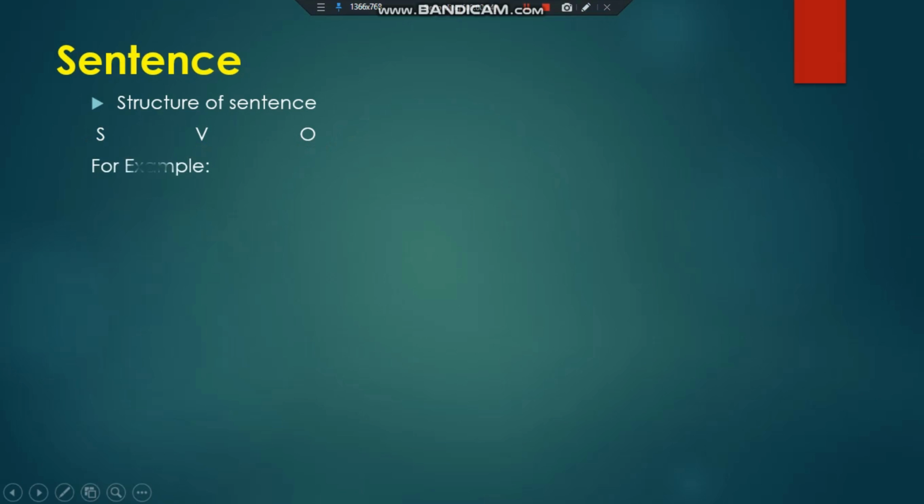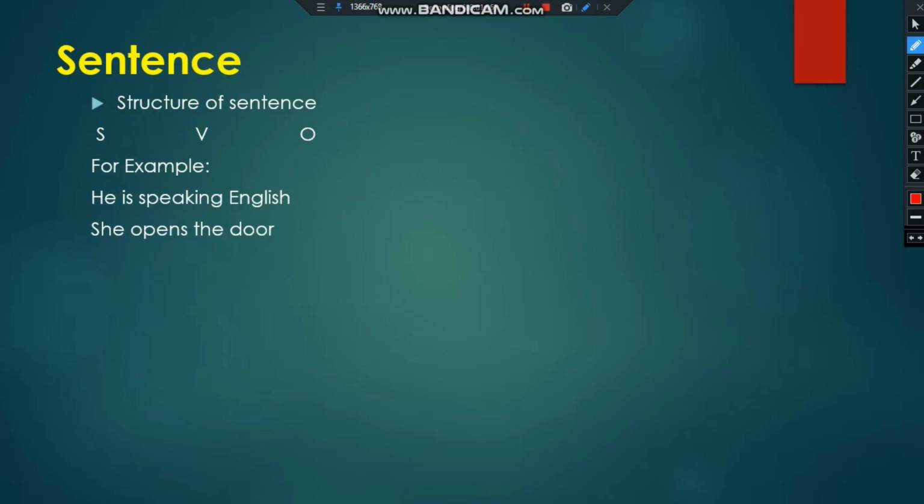So from here, for example, we have this sentence: he is speaking English. If I break down these things, we have he, which is a pronoun used instead of a subject, right? So this he is the subject. We have is, which is a verb. Then we have speaking, which is the ing form, the continuous form of a verb. Then we have English, which is also a noun, but here it is used instead of an object, right?